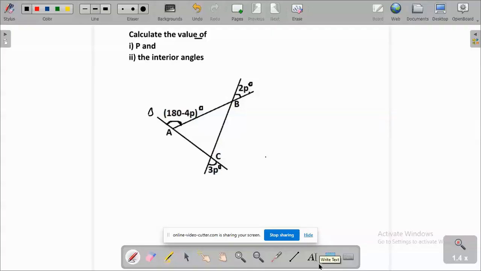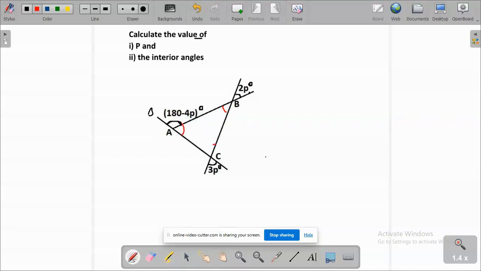Hello, good day. In this virtual class, we'll be looking at these questions on plane geometry. Here, I say calculate the value of p and the interior angles. So here, we're going to find this angle here. These are the interior angles of the triangle.